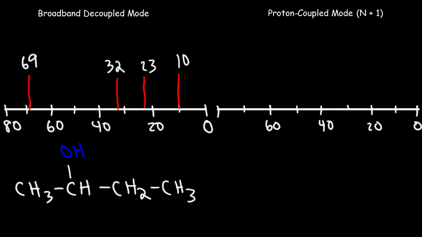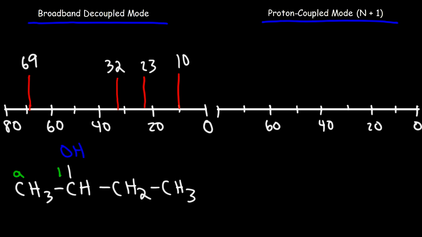Now, the examples that we've seen before, all of the spectrums that we've considered were based on this mode, broadband decoupled. All of the signals appeared as singlets. But there's another mode that you need to be familiar with, and that is the proton-coupled mode of C-13 NMR. And in this case, you're going to see splitting not from the adjacent hydrogens, but the hydrogens that are directly attached to the carbon. They will split those carbon signals into triplets, doublets, and quartets.